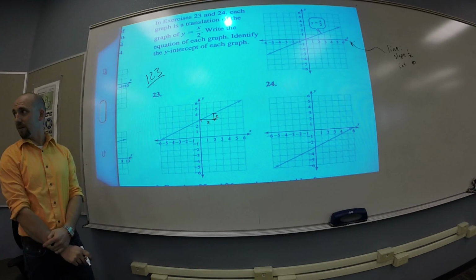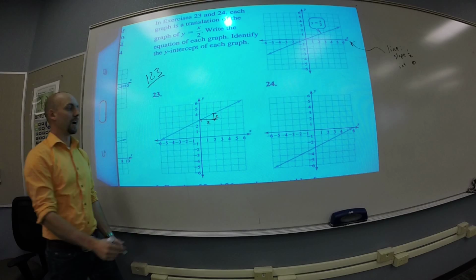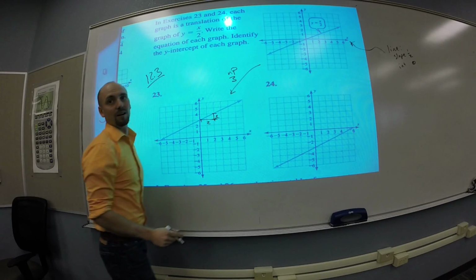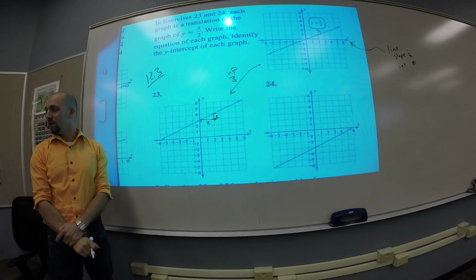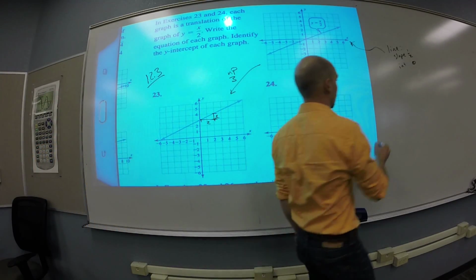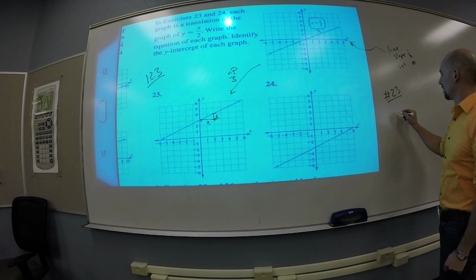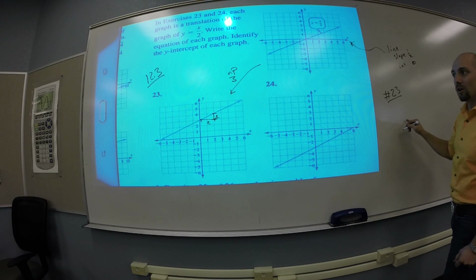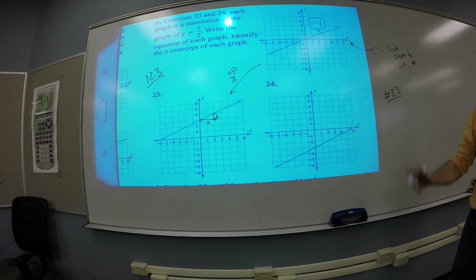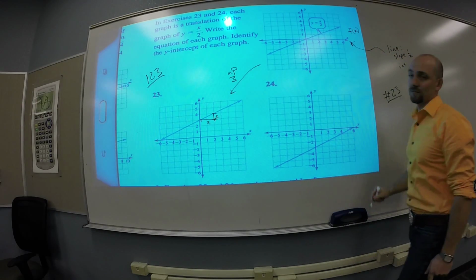Okay, so what happened to this graph? It got shifted up by 3. Yeah, so to get from there to here, we went up 3, right? So how could I write the equation of that? So for number 23, I could take my, I don't know, I guess they didn't tell me what to call these. Maybe I should call this one f, right? So I'll think f of x for that one.